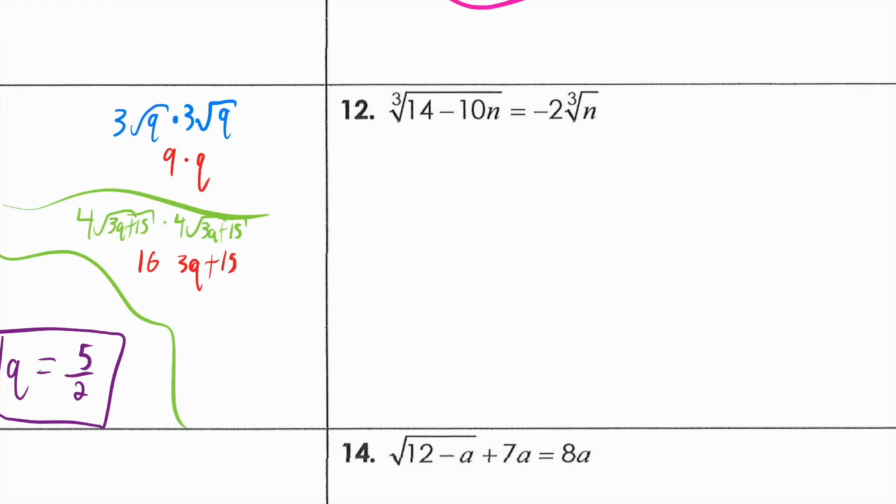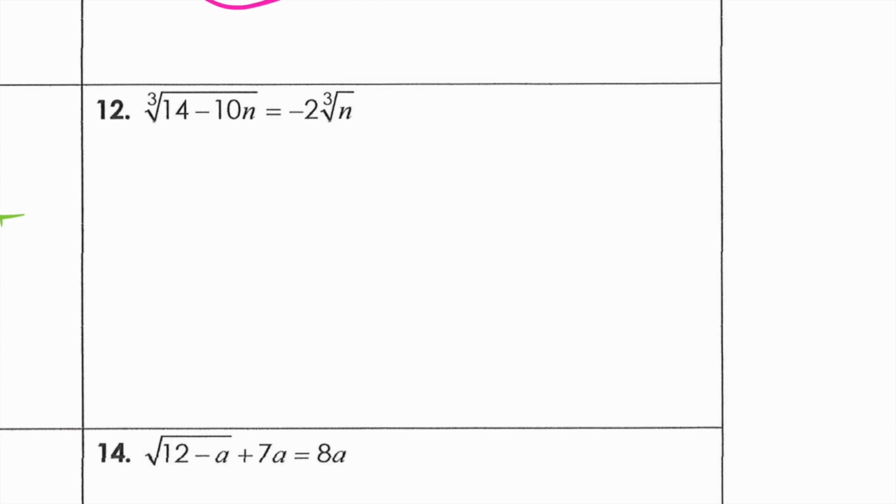Moving on. So now on number 12 here, cube roots, one on each side. We have a -2 outside of one radical and nothing outside the other. So there's no way to get rid of this -2 because if I divide both sides by -2, I'm just moving the problem and creating a fraction. So I'm not making my life any better at all.